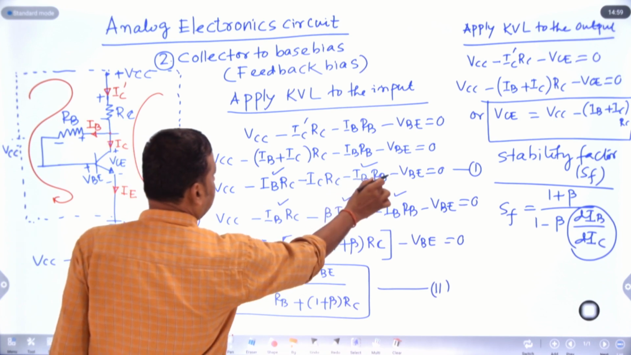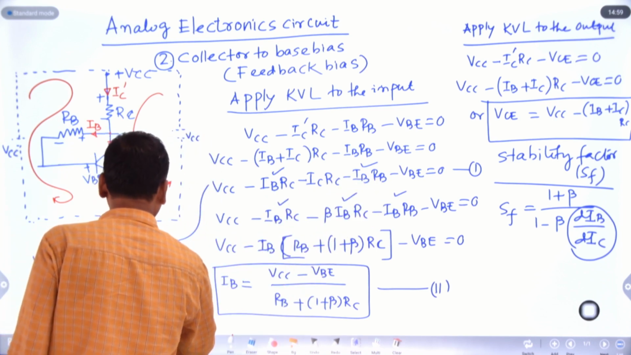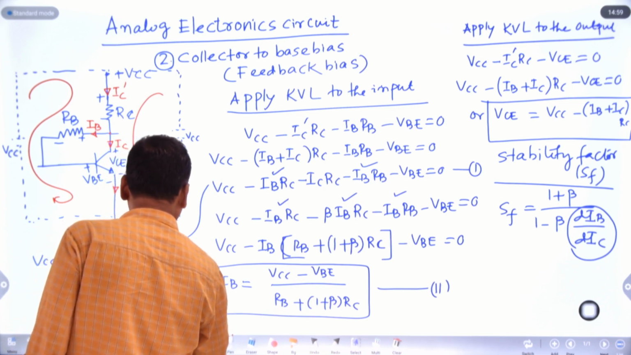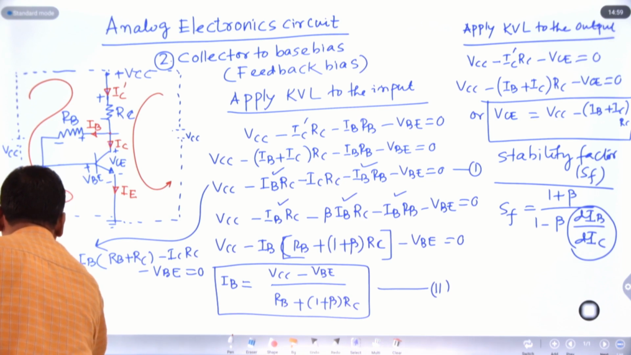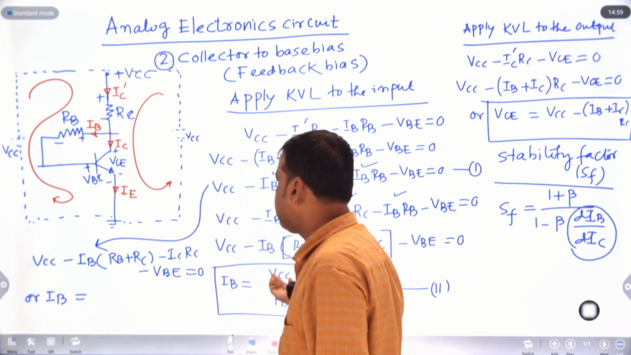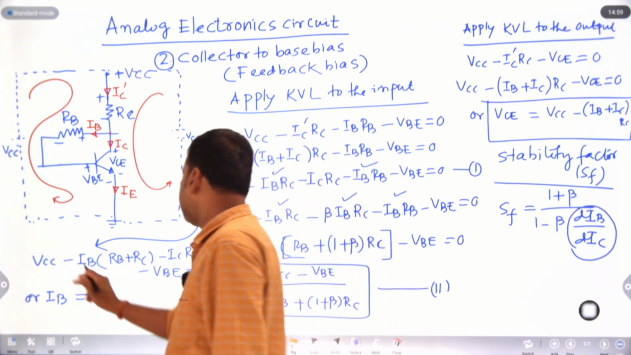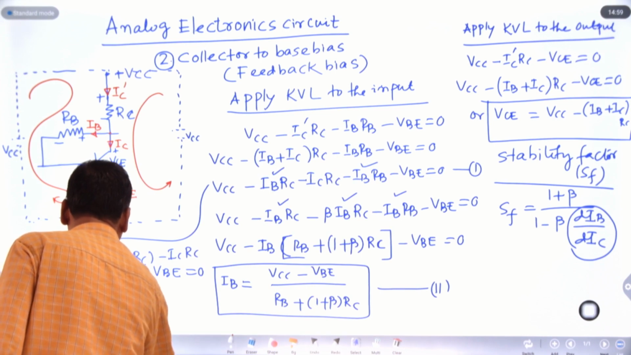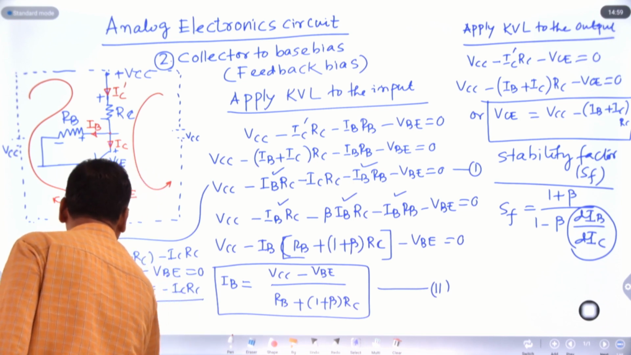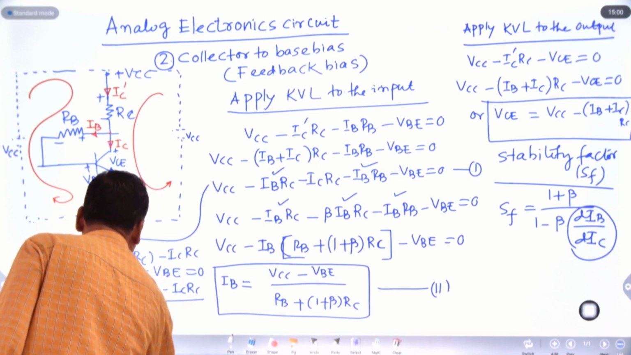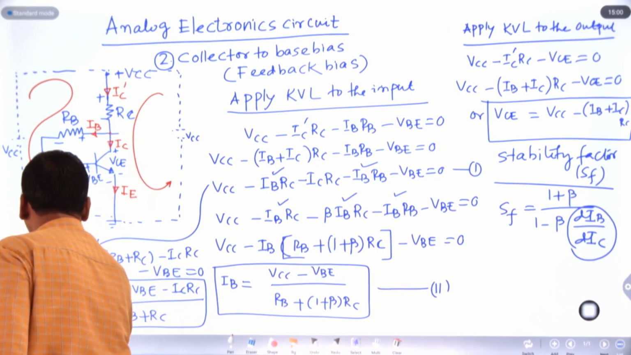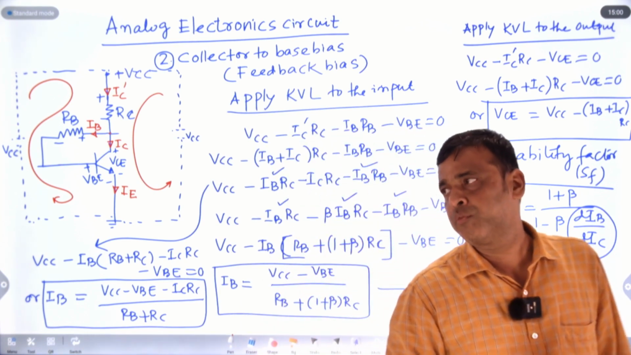Then minus IC RC, minus VBE equals 0. So the value of IB is, bringing it to the right-hand side, it becomes plus. IB equals VCC minus VBE minus IC RC, divided by RB plus RC. And this is the expression we generally take to judge the stability from the point of view of the stability factor.